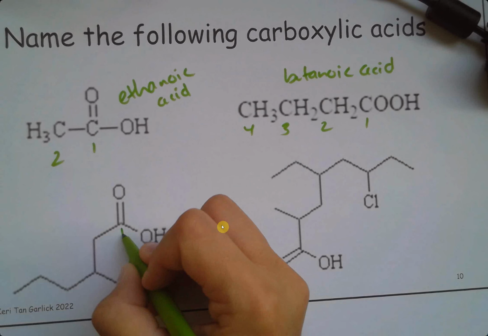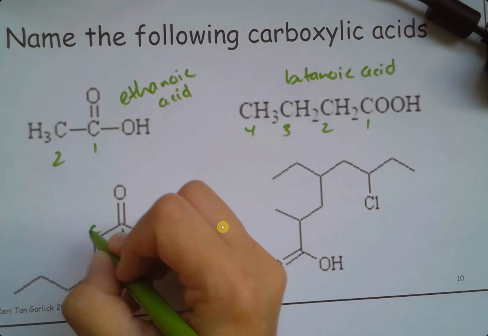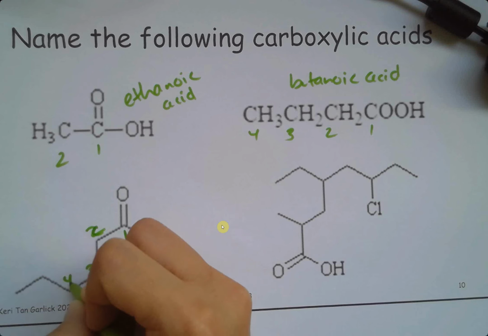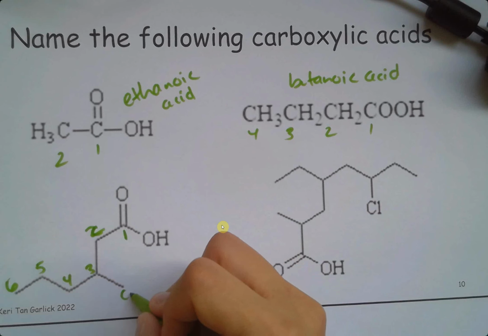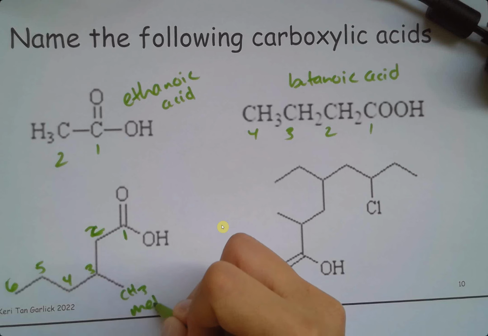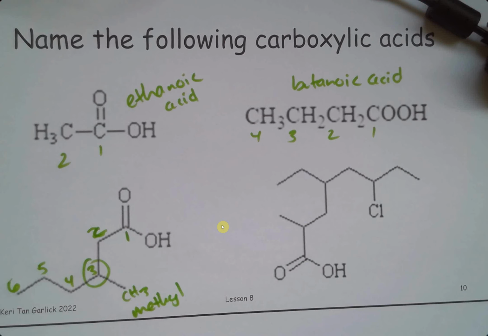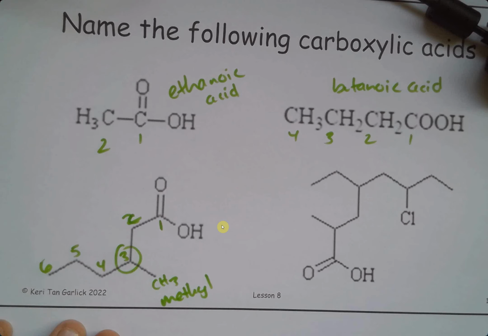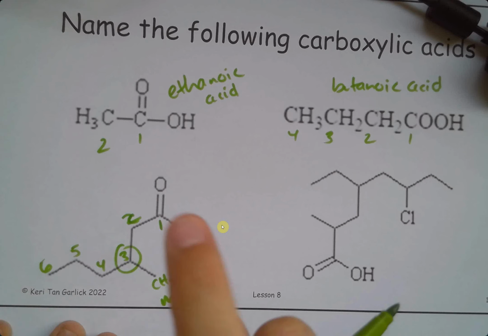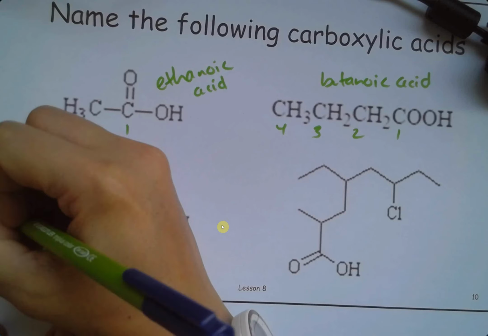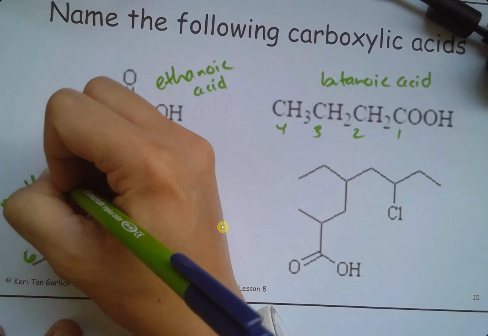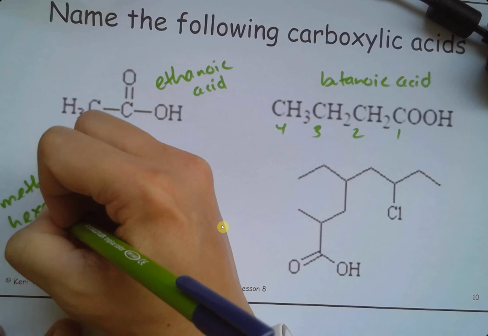So in this case, that has to be 1, 2, 3, 4, 5, 6. So this methyl here is on carbon number 3. You're numbering it only once, so it makes your numbering decisions very easy because this has to be carbon number 1. That would be 3-methylhexanoic acid.